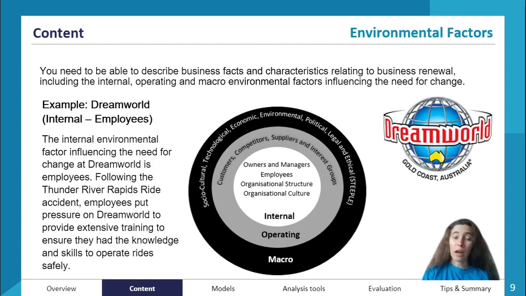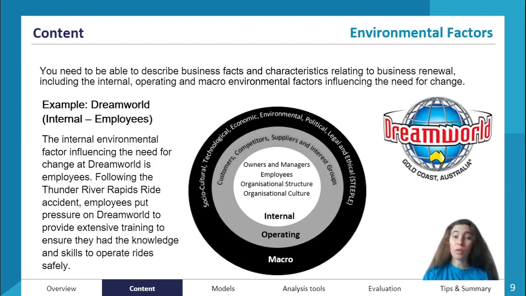So, an example that you've likely come across before is the Dreamworld example. The internal environmental factor influencing the need for change for Dreamworld was employees. They had the Thunder River Rapids ride accident back in 2016. This resulted in employees putting some pressure on the organization to provide more training around safety and things like that to prevent those sorts of incidents happening again, because the employees felt they needed better training so they could operate the rides safely.